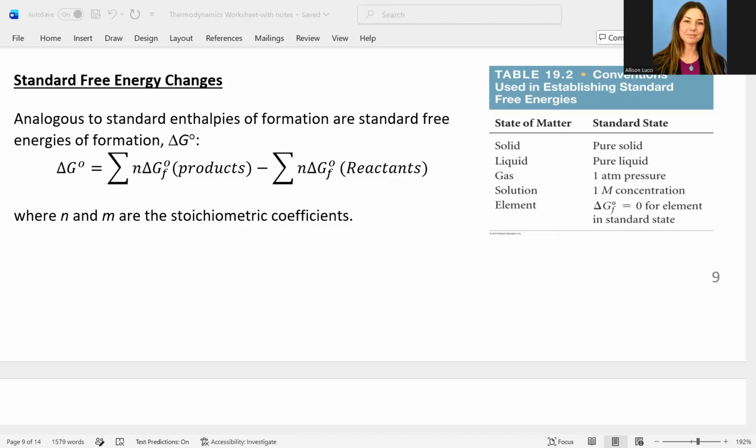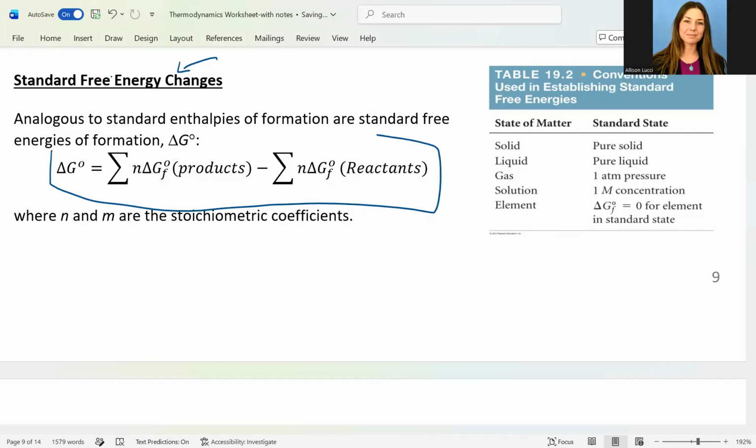Now let's take a look at standard free energy changes. This can be summarized using this equation here, similarly to what we saw with the change in entropy and, quite a few chapters ago, the change in enthalpy. It's always going to be the sum of our products, in this case, Gibbs energy of formation times the stoichiometric coefficient for our product, minus the same for the reactants. So again, the sum of reactants of delta G times their number of moles.